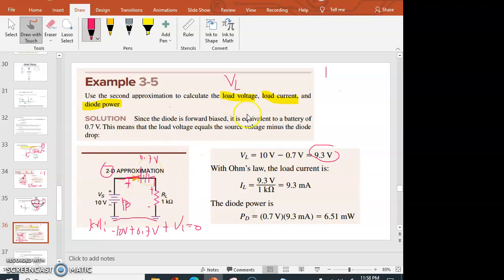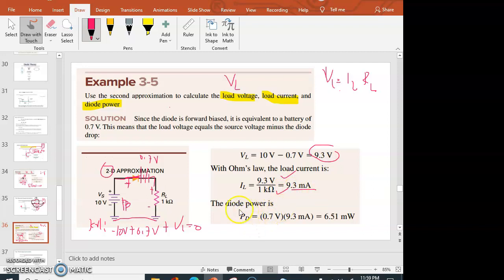Next, what is the load current? VL is equal to IL multiplied by the load. We already have VL, which is 9.3 volts, and our load is 1K. Therefore, our load current is 9.3 milliampere.